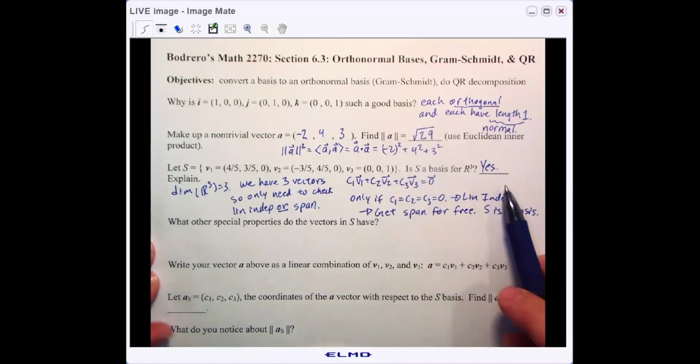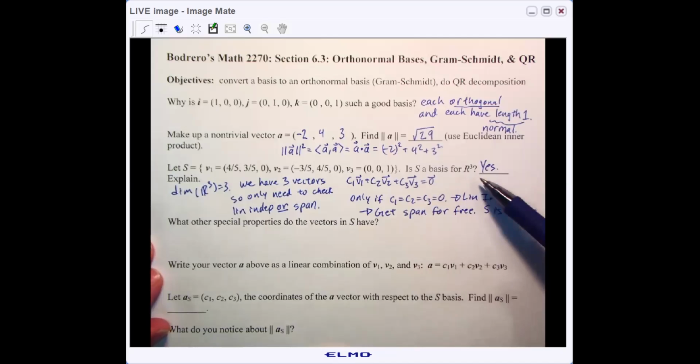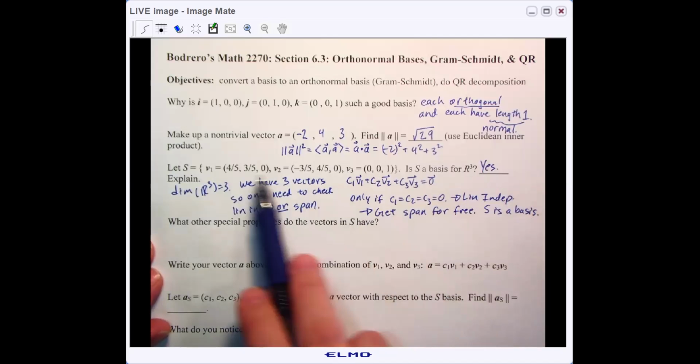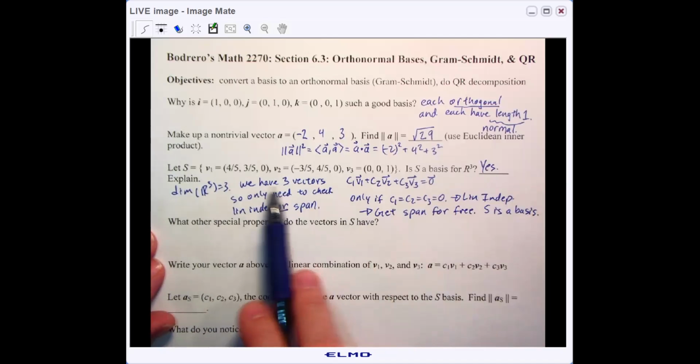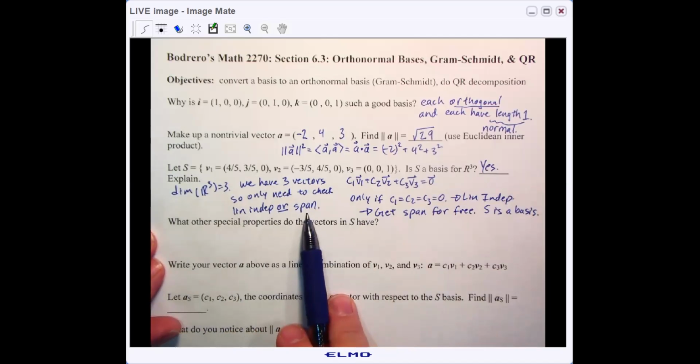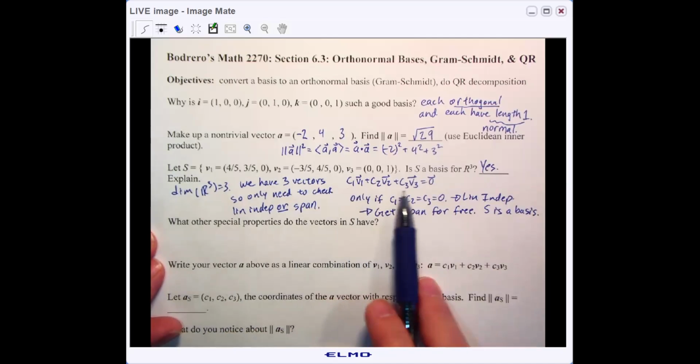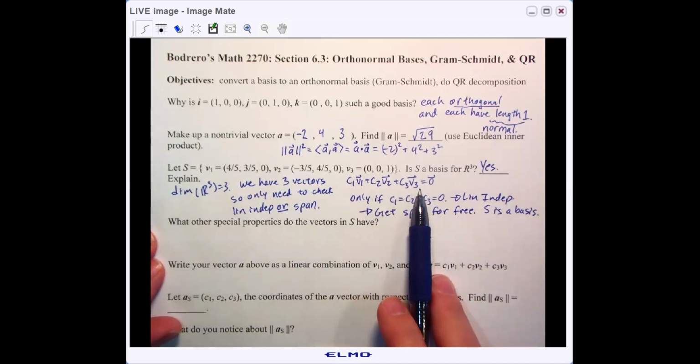I got the answer is yes, noting that the dimension of R3 is 3 and that we have 3 vectors. We saw in a previous section that if you have the same number of vectors as the dimension, you only need to check for linear independence or span. As a general rule, it's easier to check for linear independence. If we set up this system, we will find out that C1, C2, C3 have to equal 0 for that to be true.